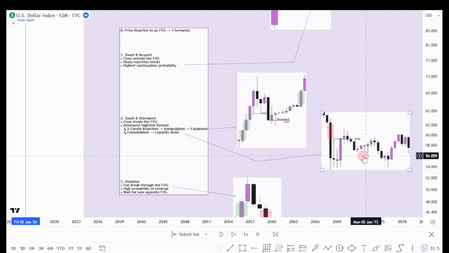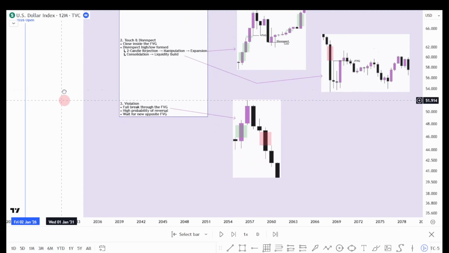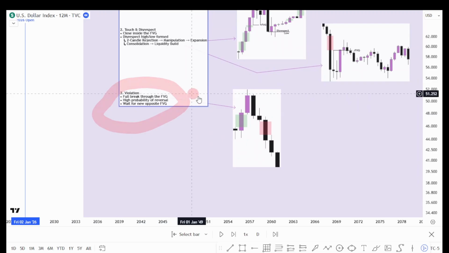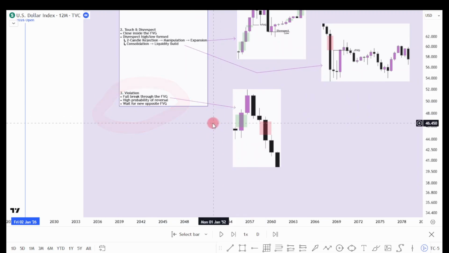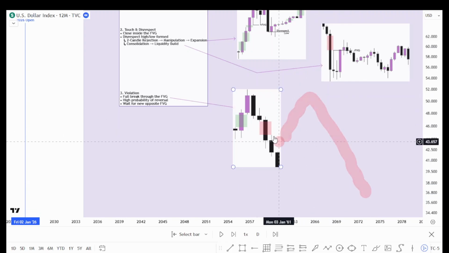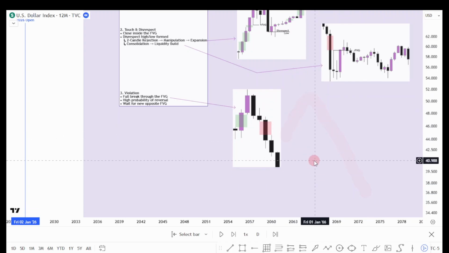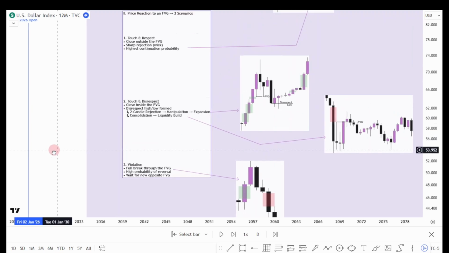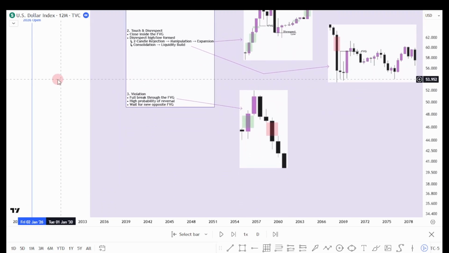And finally, scenario number 3 is a violation. This is when price completely disregards the fair value gap. I mean absolute violation. And it highly likely signals a reversal. In this case, you wait for a new fair value gap to form in the opposite direction and go with it, repeating the same exact classification we're talking about.